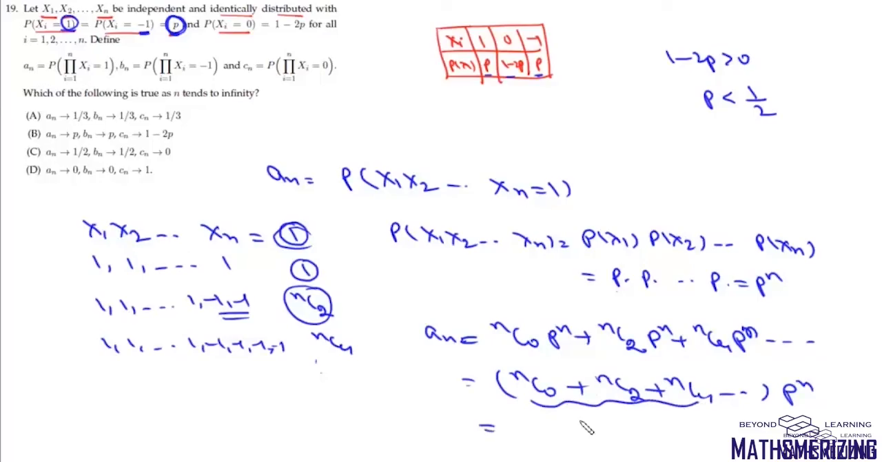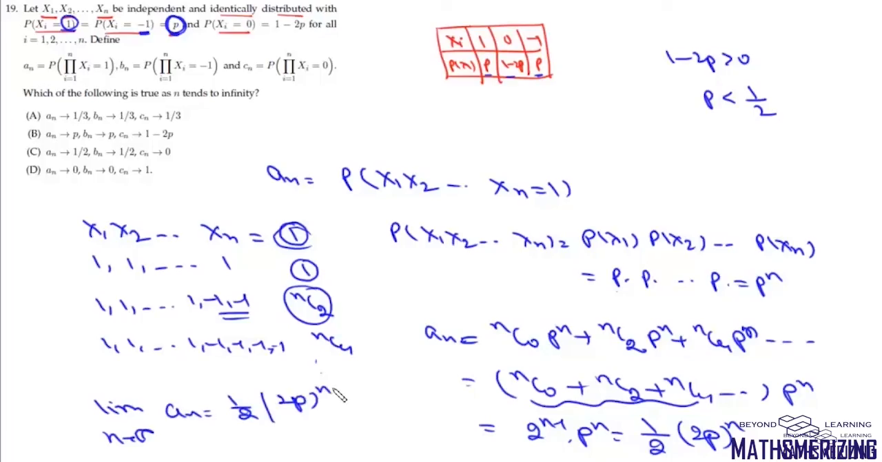Now we know that the value of this binomial series is 2 to the power of n minus 1. So it will be 2 to the power of n minus 1 into p to the power n. So it will be 1 by 2 into 2p to the power n. Now we'll take this limit n tends to infinity, an will be 1 by 2 and then 2p to the power n. Now 2p is less than 1. So if 2p is less than 1, then 2p to the power infinity will be simply 0. So value of an tends to 0.